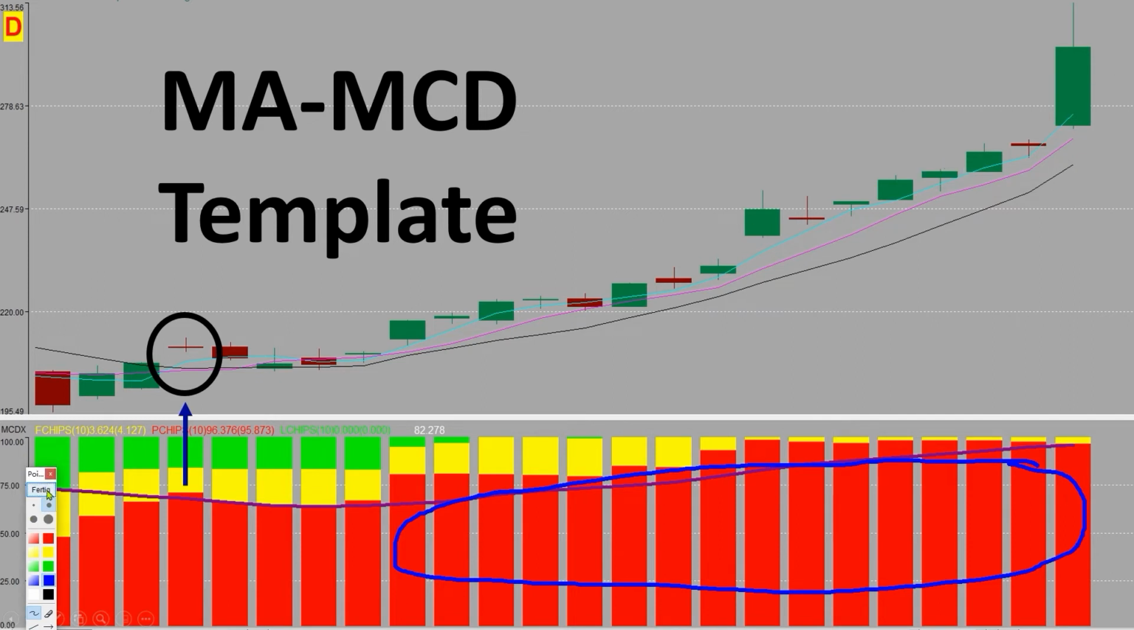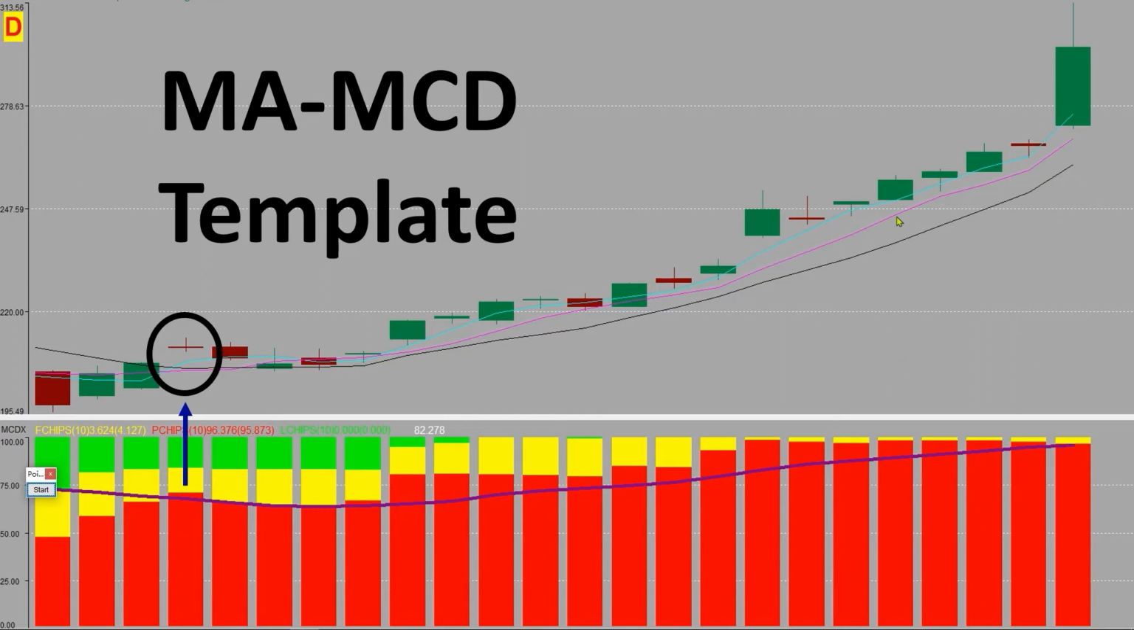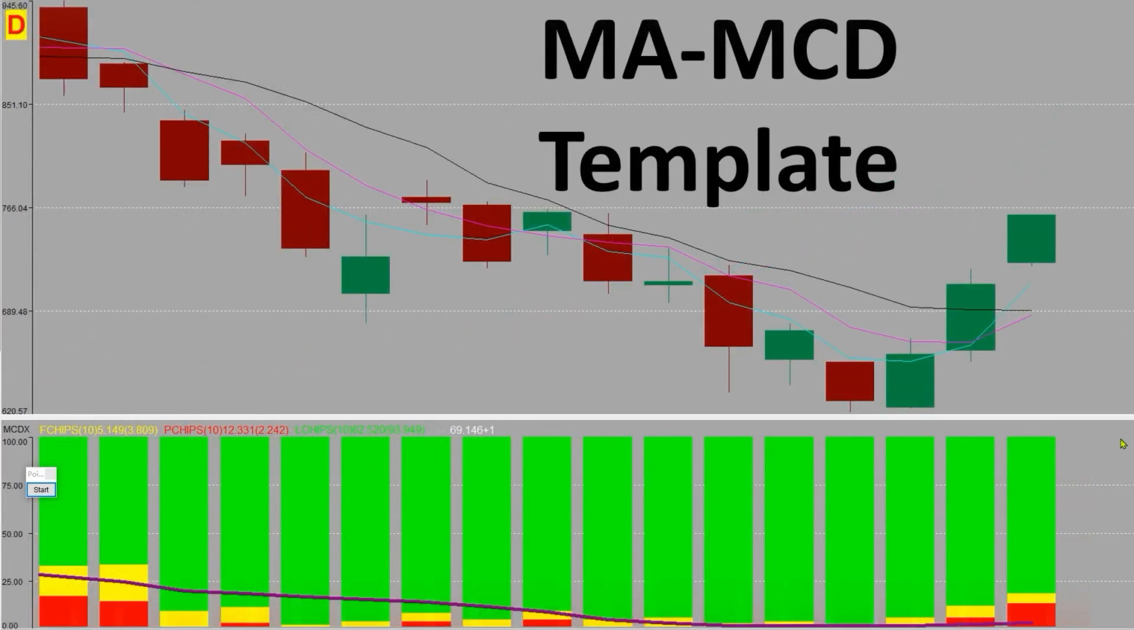So now you see, we just follow the trend. We just follow the big fish, and then our profit will be safe and sustainable. So let's see the next example.